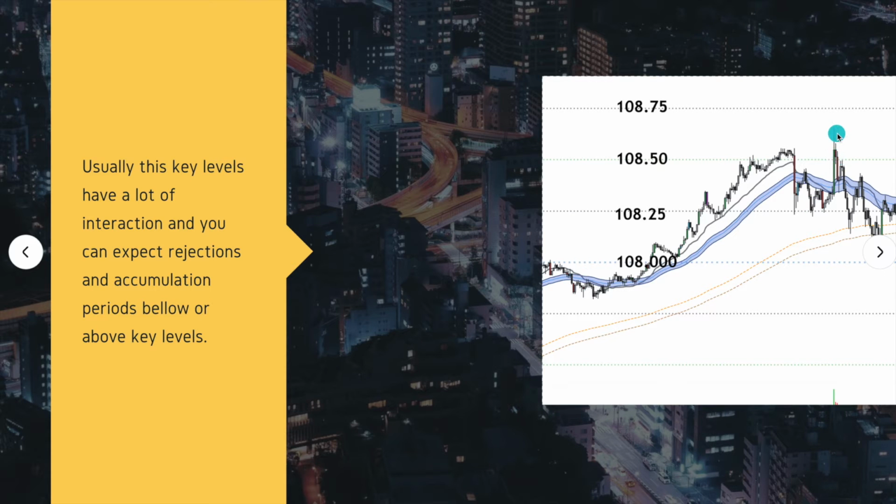Interact again. Here they push the price up, they remove everyone from the market, and they interact again in this area, as you can see. And these are key levels and are very important. Of course, you don't need to understand this now. I'm going to show you how it works.